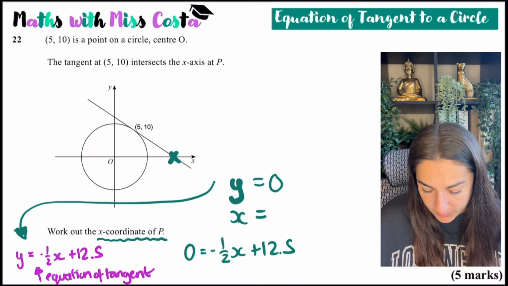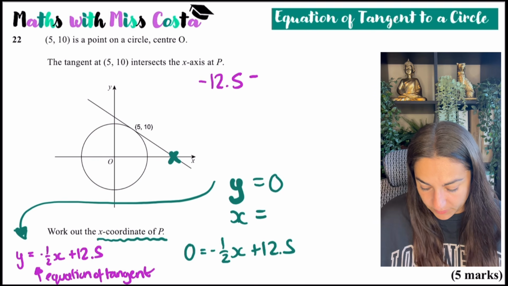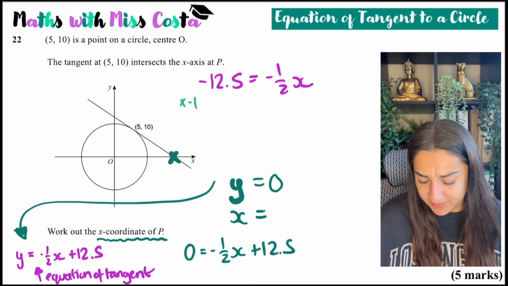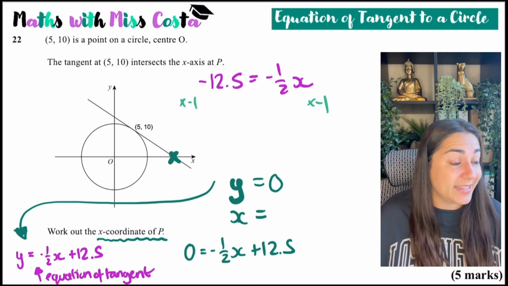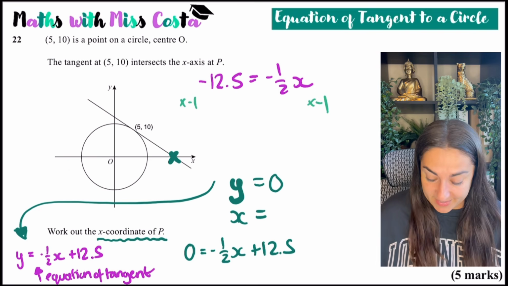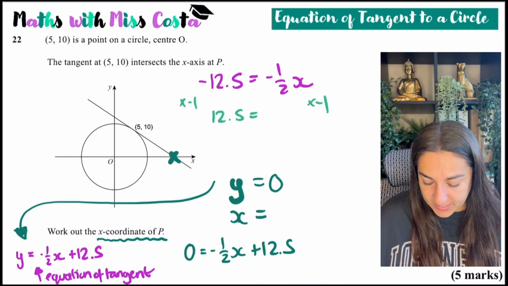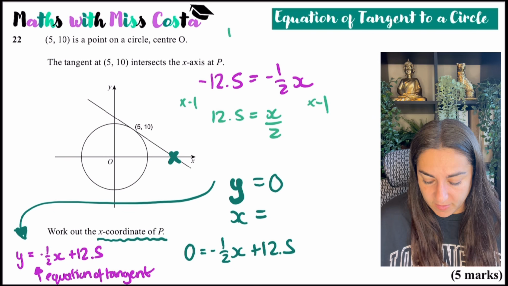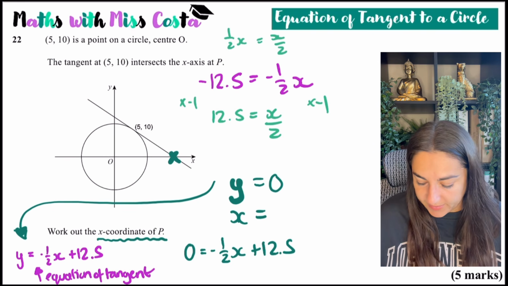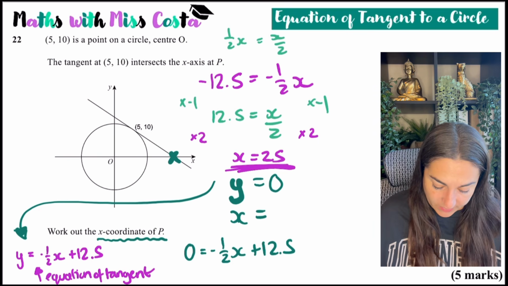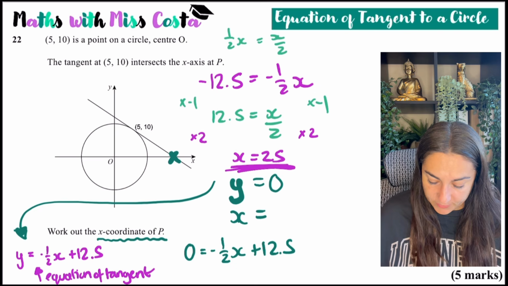So therefore, minus 12.5 must equal minus a half x. And I can multiply both sides by -1 because it just makes my life easier if I'm not dealing with a negative subject. So 12.5 equals x over 2, because saying a half of x is the same as saying x over 2. And then I can just multiply both sides by 2. So x must equal 25. So the x coordinate of P is 25.